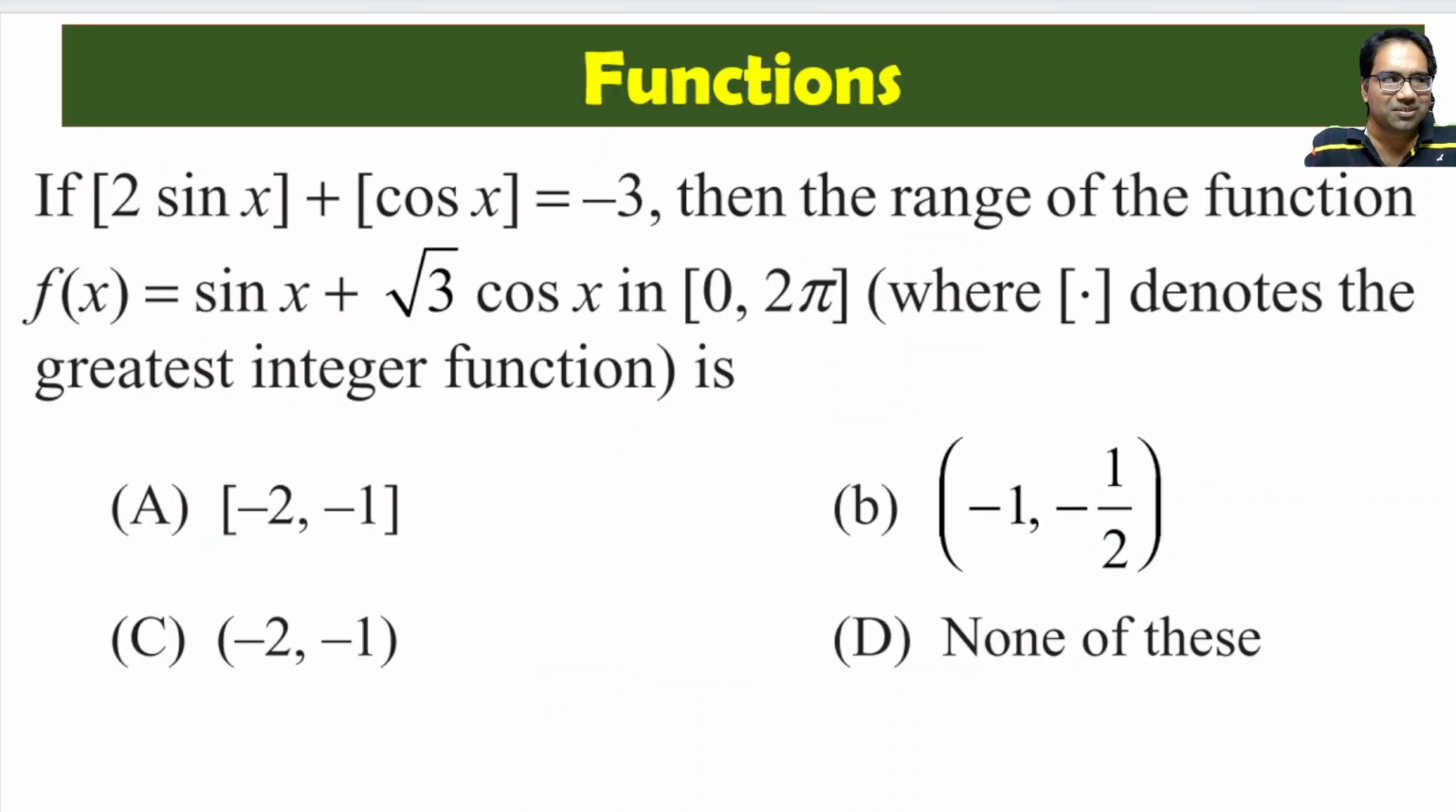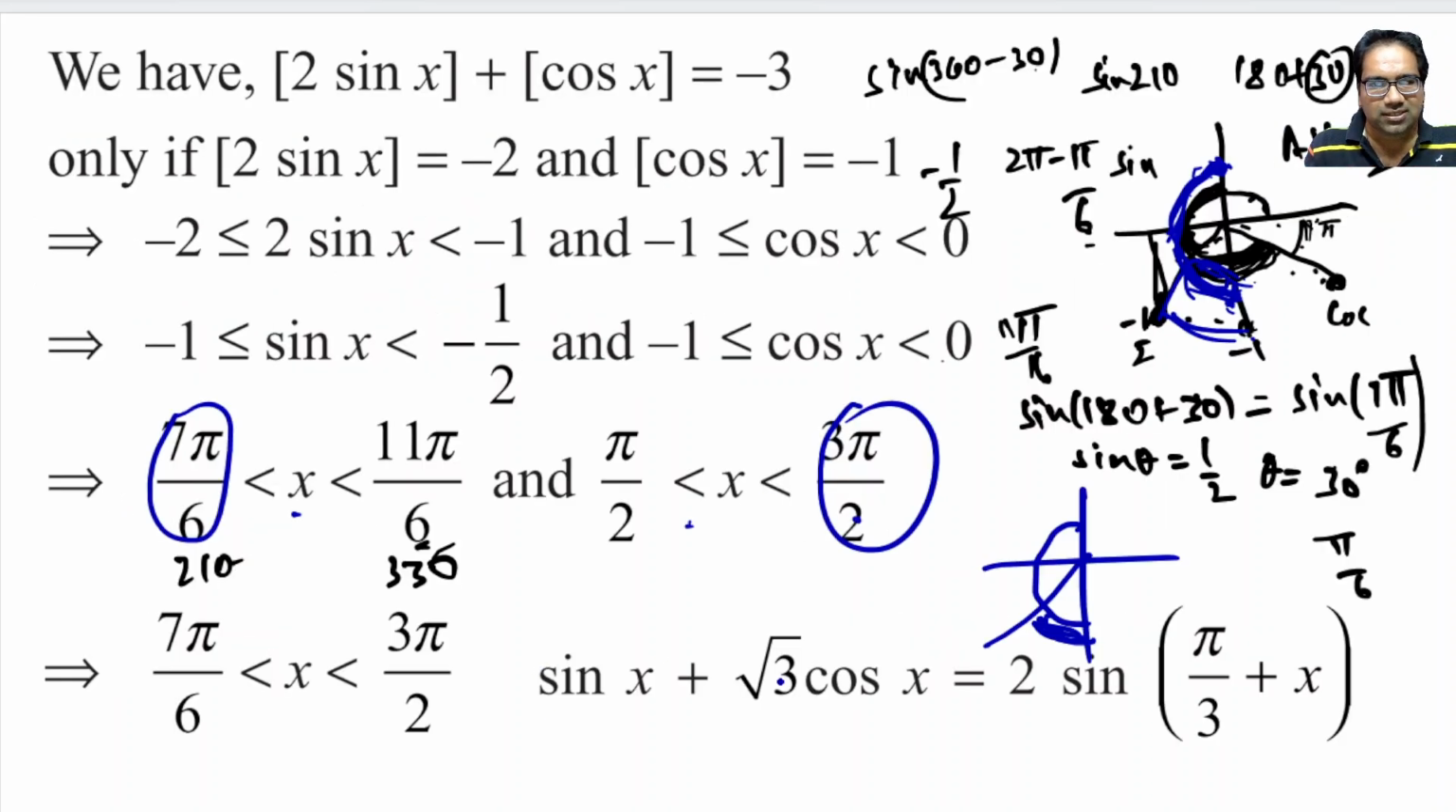Now, the question is not about x. The question is about, for that x, what is the range of this function, sin x plus root 3 cos x? This is a tricky one. This we can convert into sin a plus b format. How do we do this? If we multiply and divide this expression sin x plus root 3 cos x by 2.